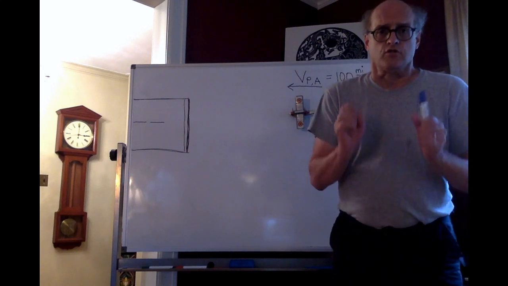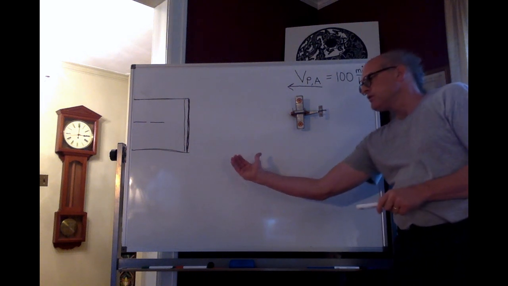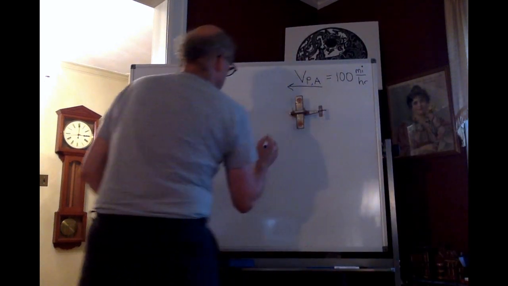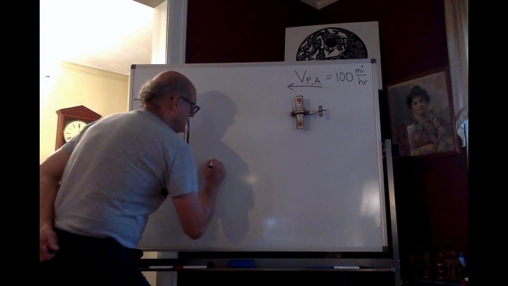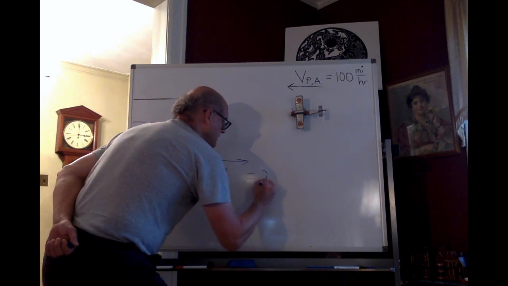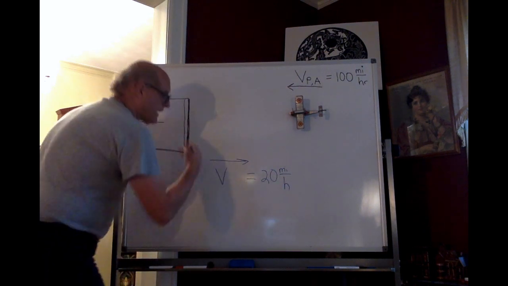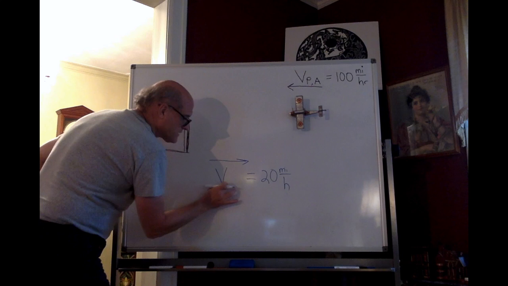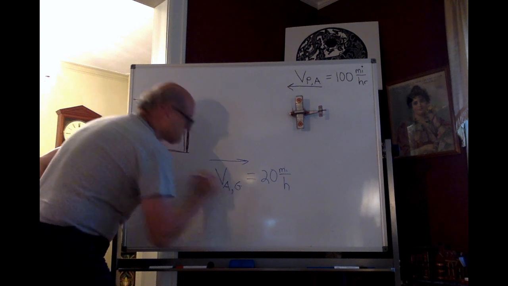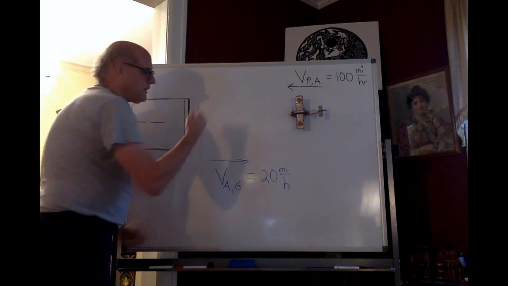Okay, now let's say that there's a wind. And let's say the wind is blowing to the right, in other words, toward the plane. We sometimes call this a headwind. And let's say that the wind is blowing at 20 miles per hour. Now, how do we write the subscripts? We would say VA for air relative to the ground. So the air is moving relative to the ground at 20 miles per hour.